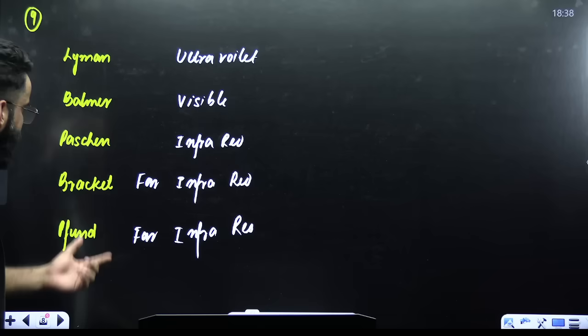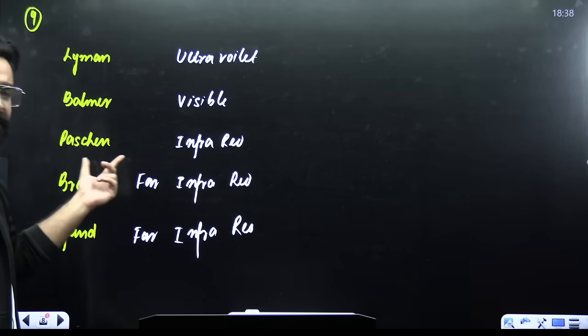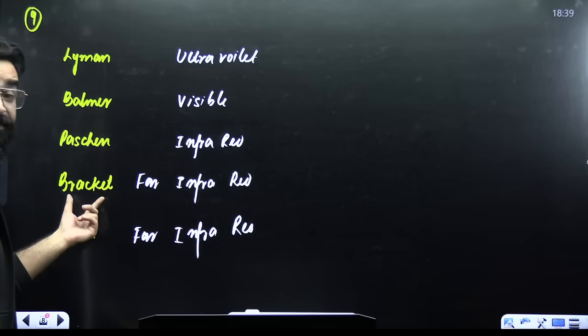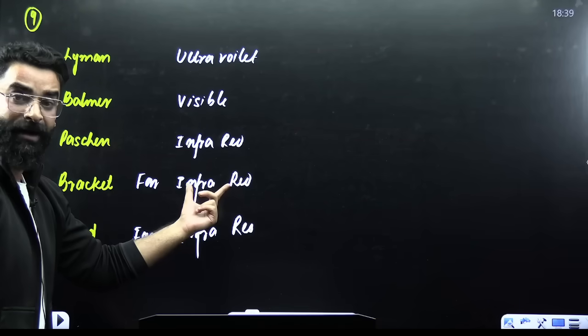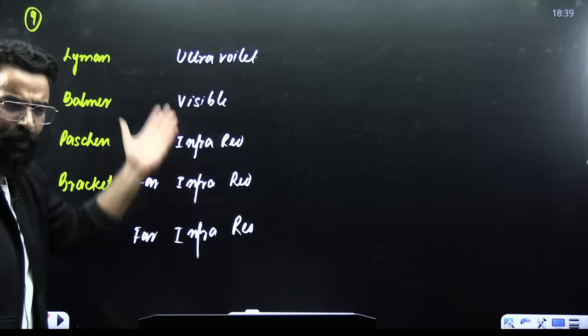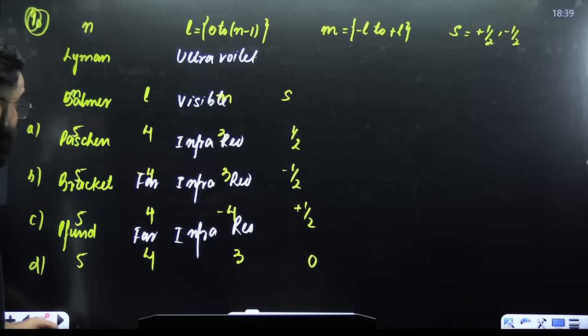Perfect. If they ask you, Paschen series falls in which region? Your answer will be infrared. Brackett series falls in which region? Infrared, or you can write far infrared as well. This is a question that is frequently asked in your NEET examination as well.